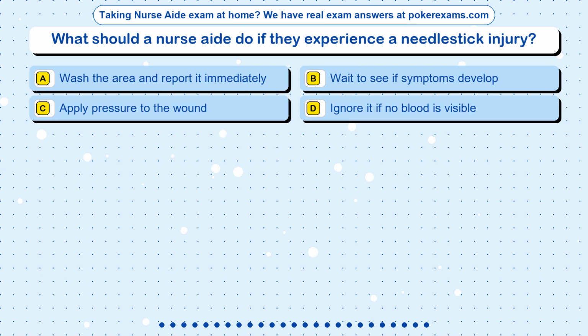Question 7. What should a nurse aide do if they experience a needle stick injury? Option A, wash the area and report it immediately. Option B, wait to see if symptoms develop. Option C, apply pressure to the wound. Option D, ignore it if no blood is visible.